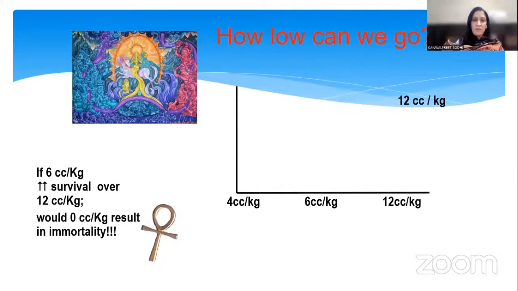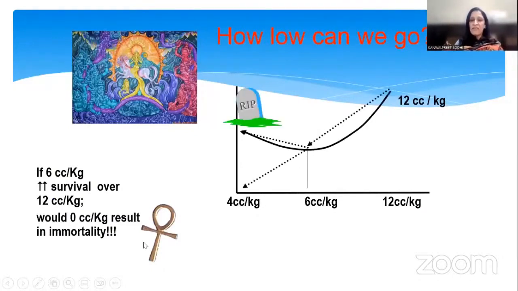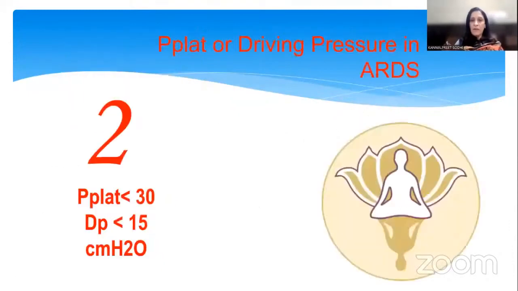They say that 6 mL per kg body weight increases survival compared to 12 cc per kg. So do you think that going as low as 0 cc per kg would result in immortality? Actually, no. Many studies have clearly shown that the maximum survival benefit is seen in the range of 6 mL per kg body weight tidal volume ventilation.